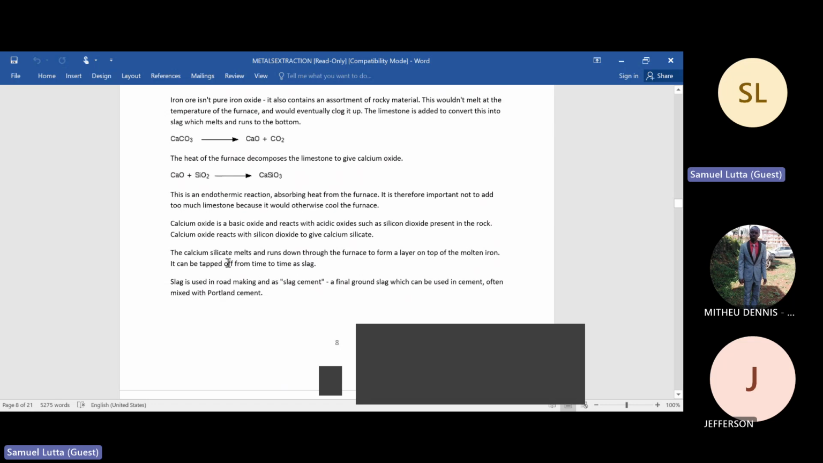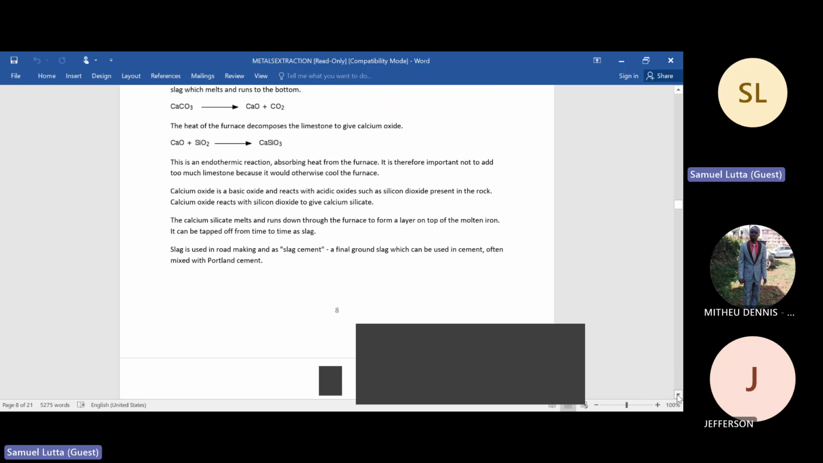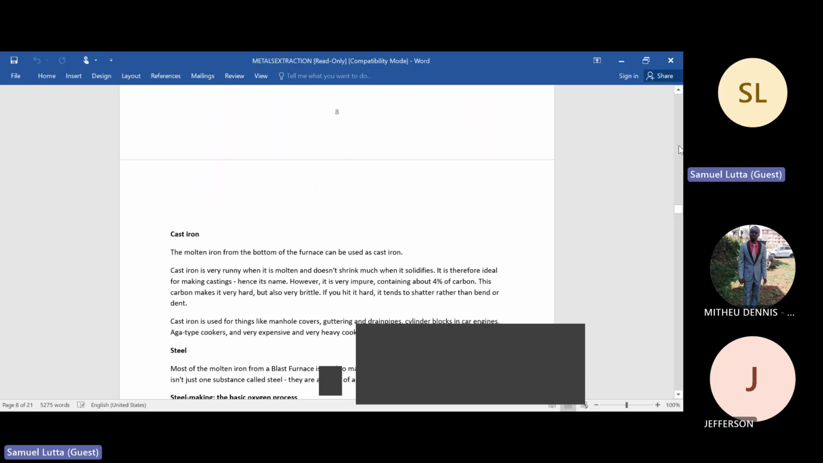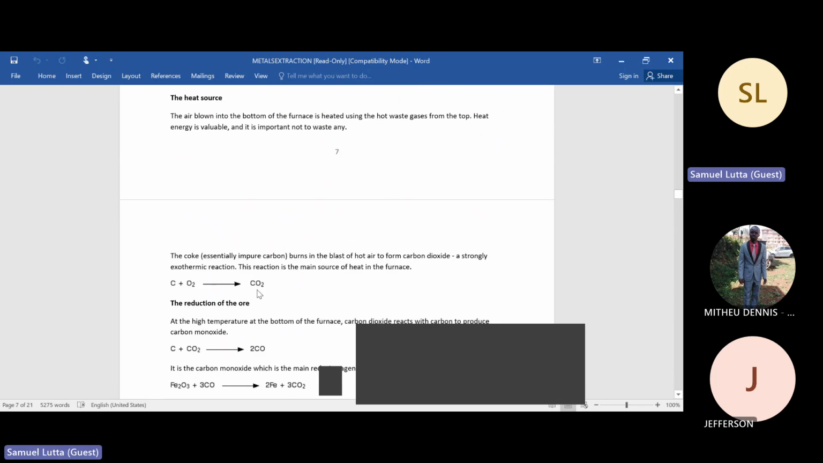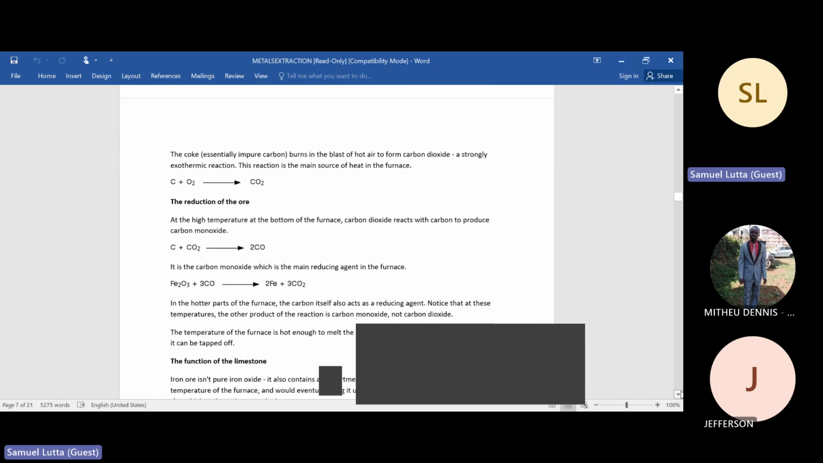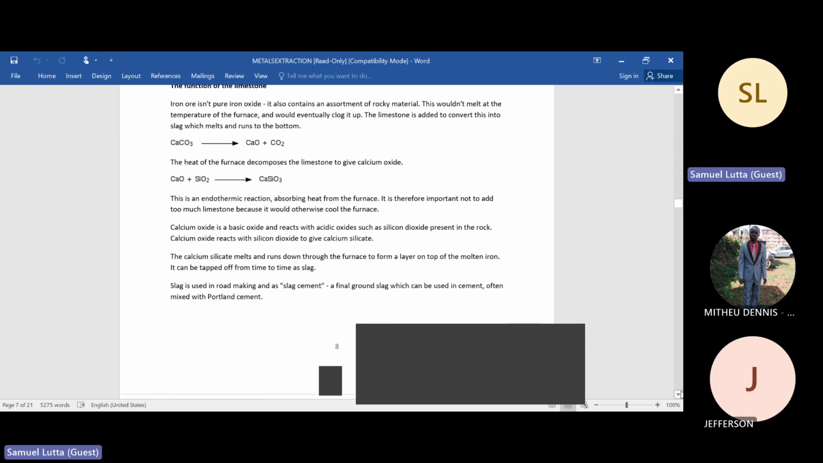So we'll see how this one happens. So that is just a summary of the process. The waste products in this process are carbon dioxide and carbon monoxide. We talked about these pollutants during the introductory part.